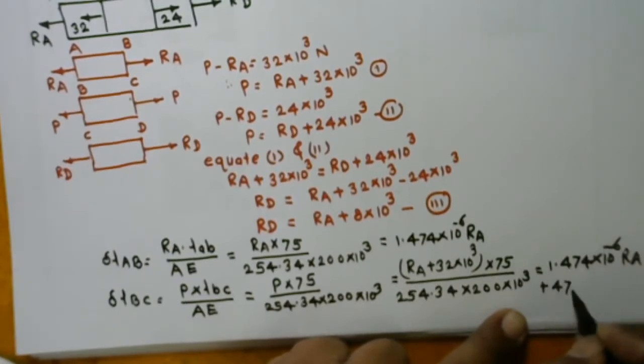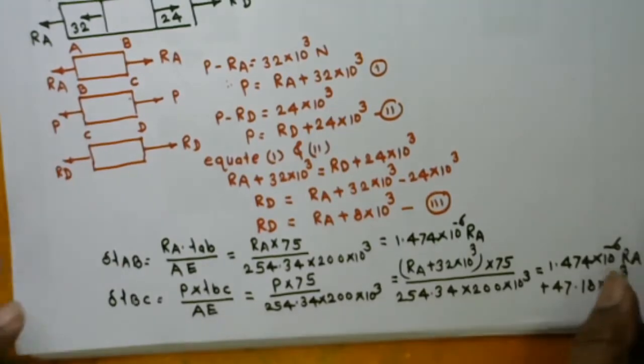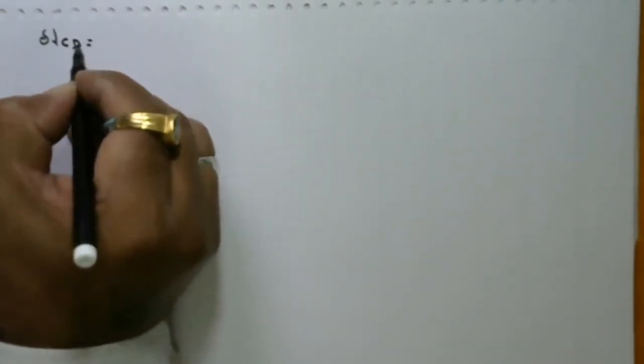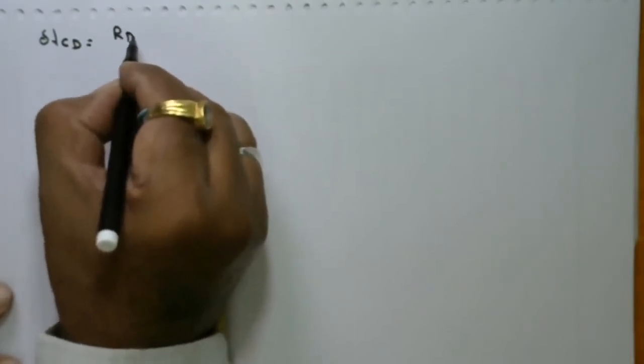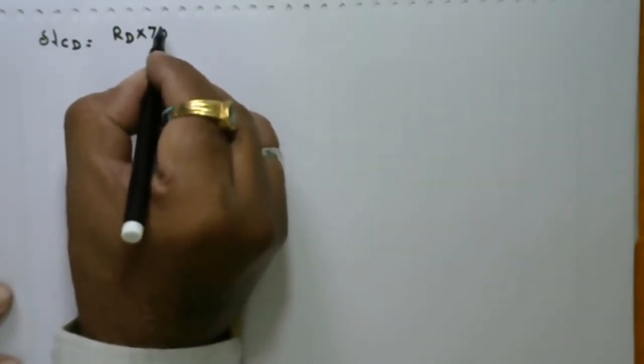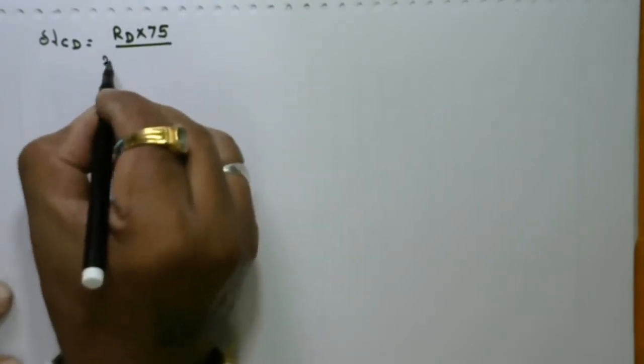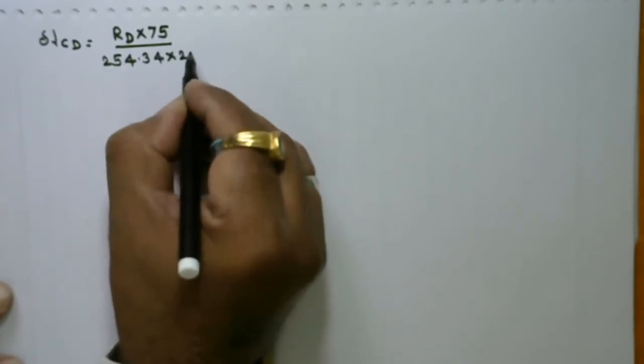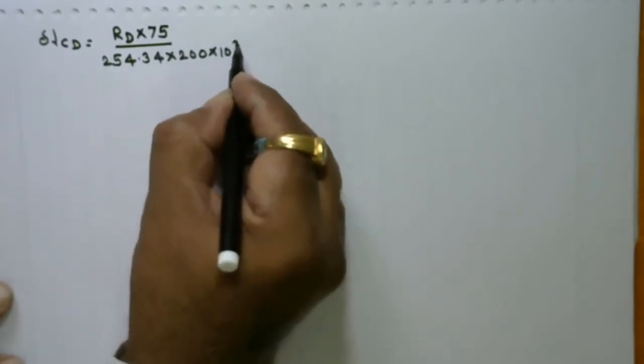plus 47.18 into 10 raised to minus 3. Similarly, we may calculate delta L CD. At delta L, force is acting RD, again length is here 75, area remains same, 254.34 into 200 into 10 raised to 3, that is same.